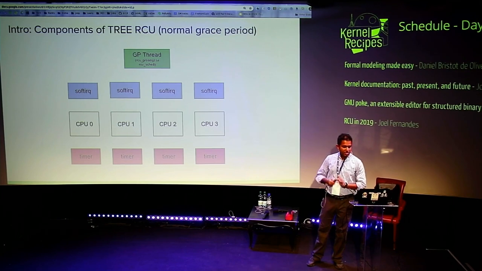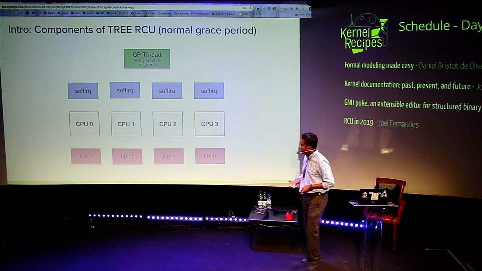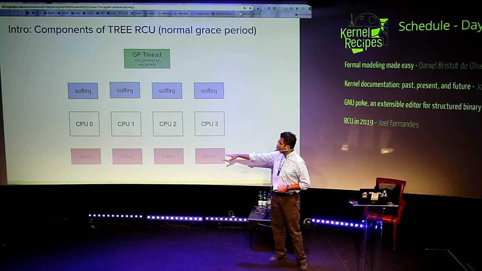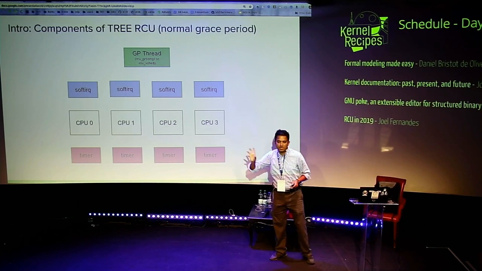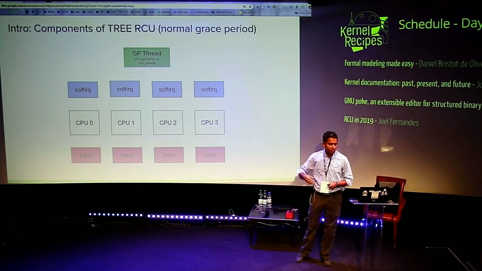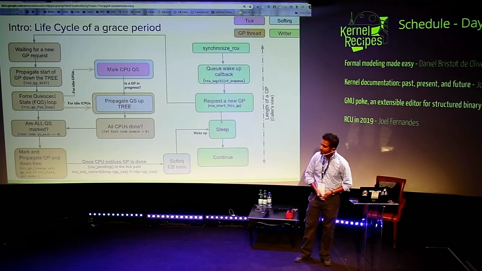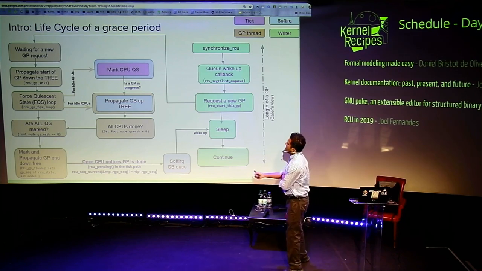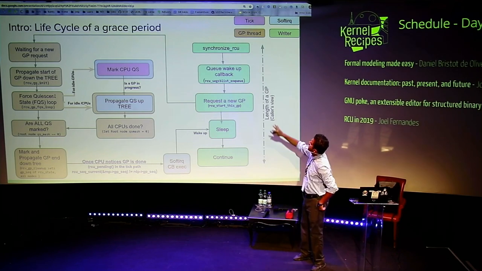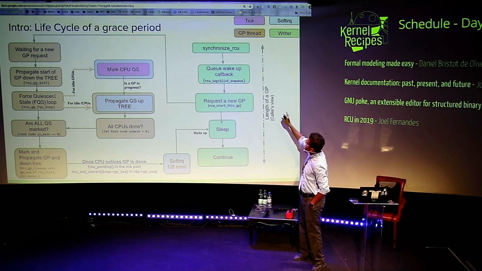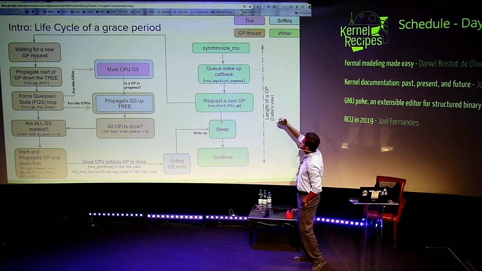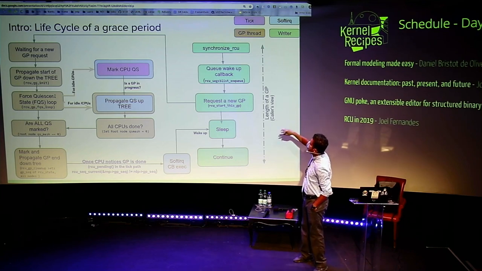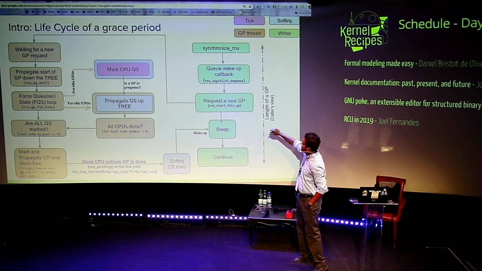So let's talk about the components in tree RCU to make it work. You have the timer, you have a soft hierarchy for every CPU, and then you have this grace period thread that manages the whole grace period. Let's try to see how this works. A grace period starts when some thread does a synchronize RCU. This results in queuing of a callback on that CPU, and it results in requesting of a new grace period.